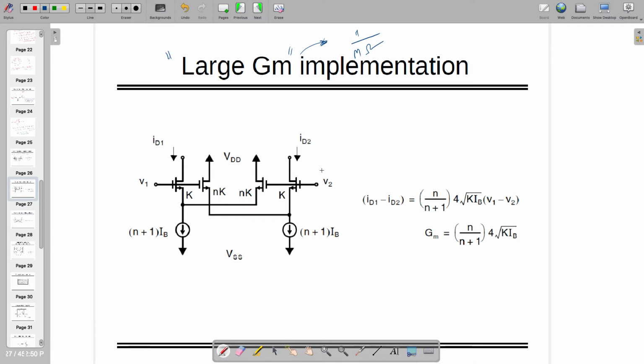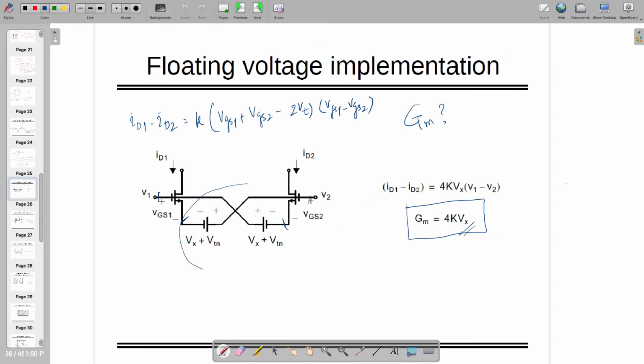It's not actually the larger one. Larger means it's going to give you this denominator value, a bigger one. So 1 by mega ohm means it's a micro mho. That is what you want to implement, right? So there is one possibility that you look here. It's difficult to make this Vx and Vtn.